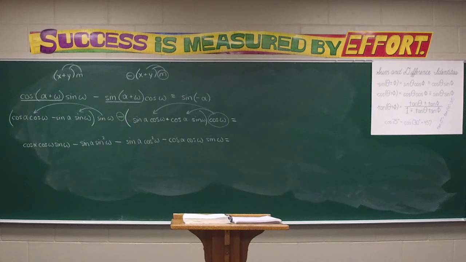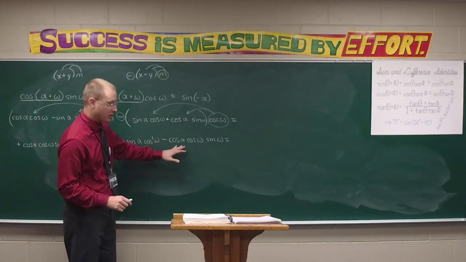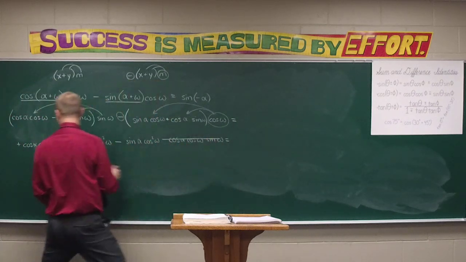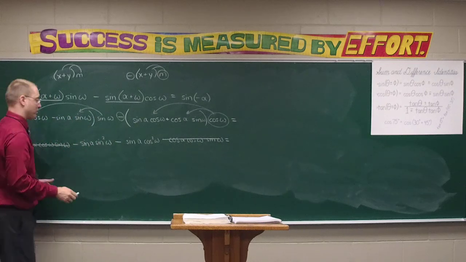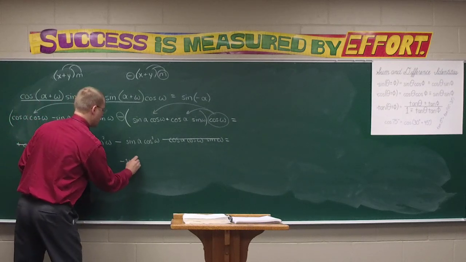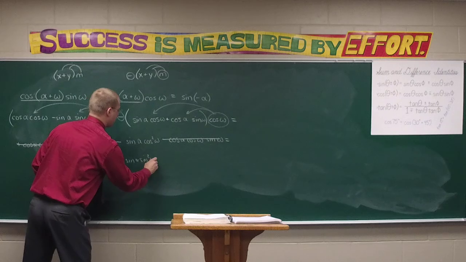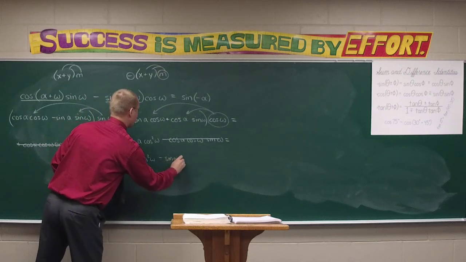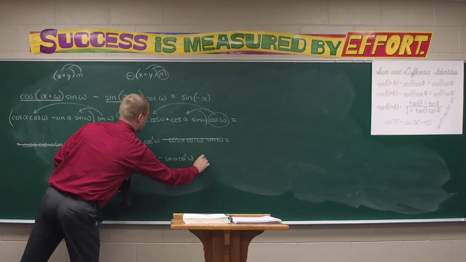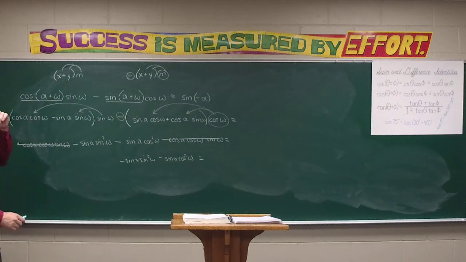Thoughts? Can we cancel stuff? The cosine alpha, cosine omega, sine omega. Here I've got a positive cosine alpha, cosine omega, sine omega. Here I've got a negative cosine alpha, cosine omega, sine omega. They cancel. So all I'm left with now is a negative sine alpha, sine squared omega, negative sine alpha, cosine squared omega. I'm having a hard time keeping that equal sign lined up.